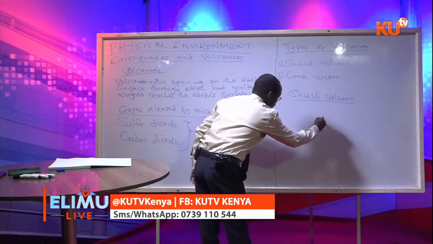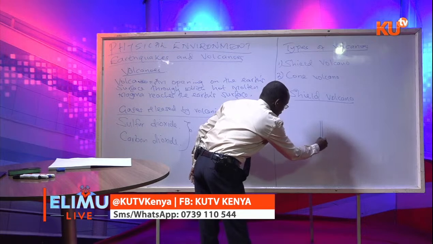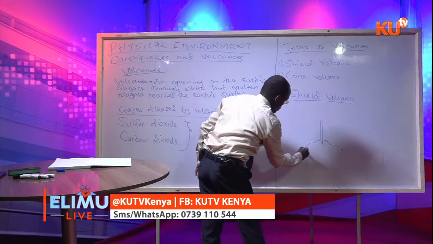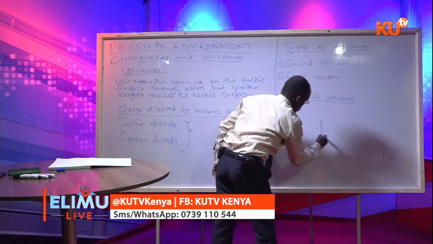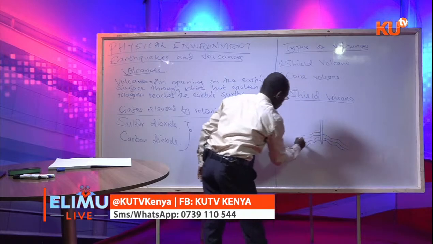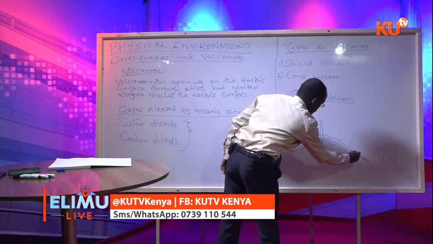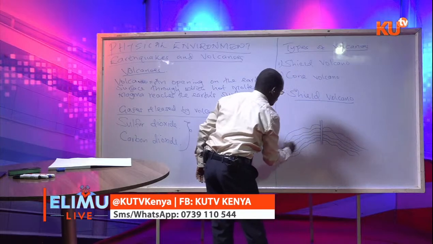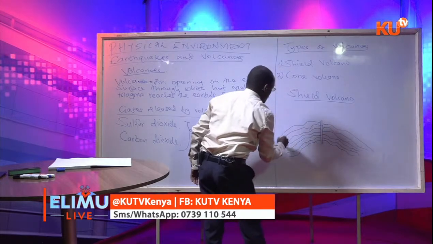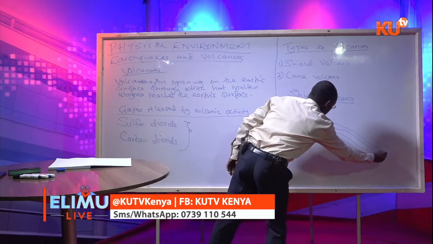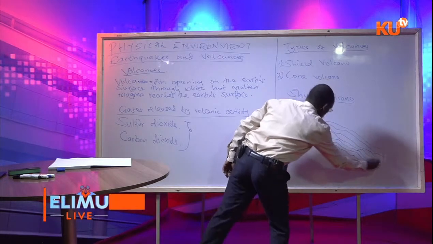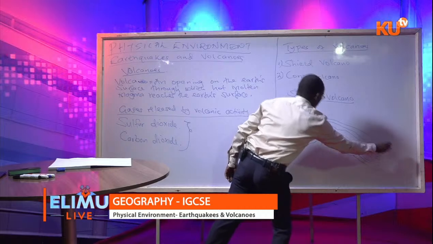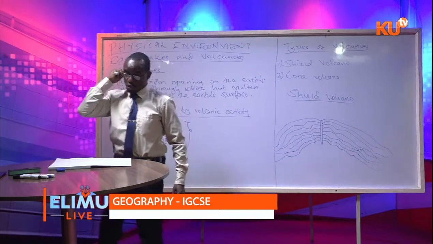So we have an opening where the magma comes from, and then we have the magma flow, which of course now becomes the lava at the surface and piles up. However, it goes for quite a long distance before it cools down and solidifies. Therefore, that is the shield volcano.